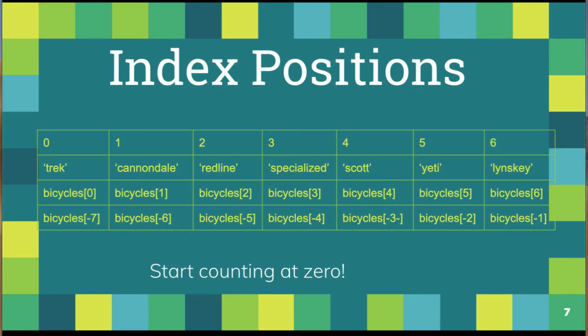This is what that looks like drawn out. It's a little bit confusing because Linsky on the far right side of the screen has an index of 6 or -1, while Trek on the far left side of the screen has an index of 0 or -7. You can't have -0. So when you're counting backwards, you have to start at -1, while when you are counting forwards, you have to start at 0 because 0 exists. So take a look at this. Make sure you understand the forward and reverse, and how you would index these items in your list.